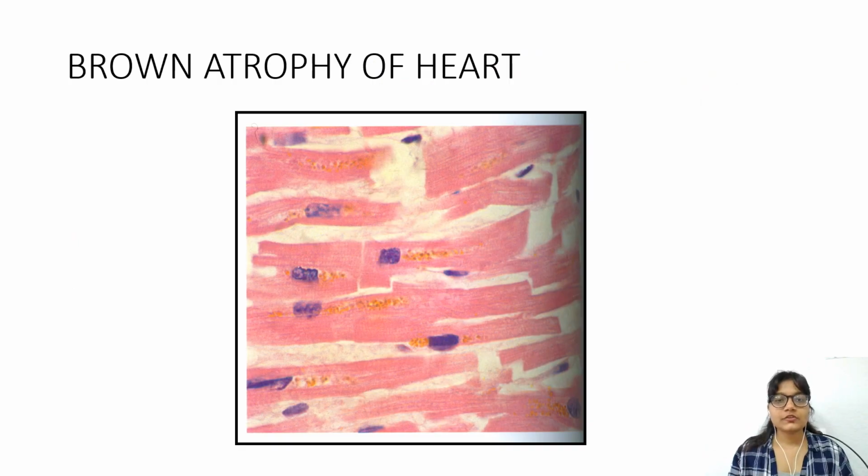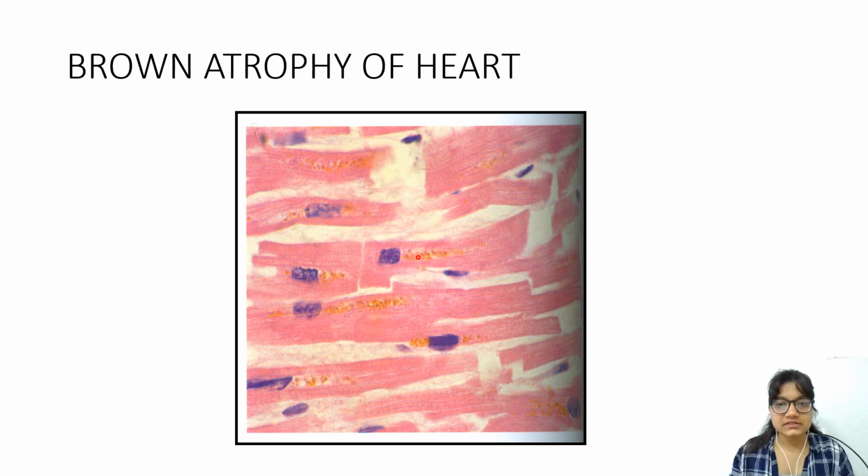So this is the slide of brown atrophy of heart. Here we can see with increasing age the yellowish brown pigment. This is called the lipofuscin, and these are the granules. These lipofuscin granules are residual bodies, that is, they are the remnants of cell organelles and cytoplasmic materials.